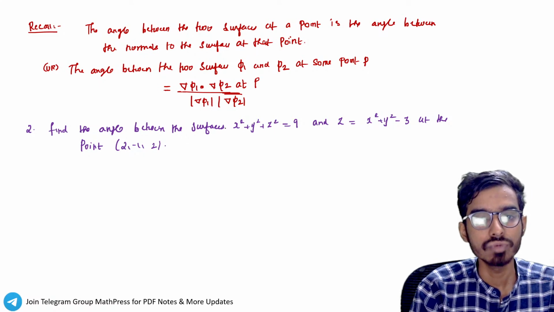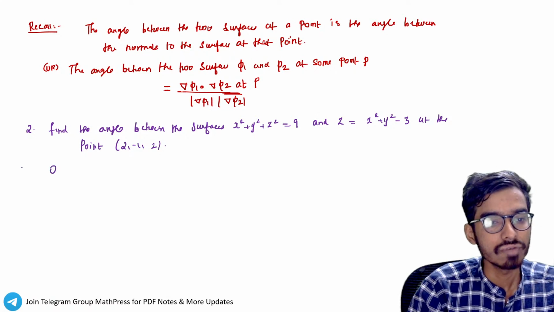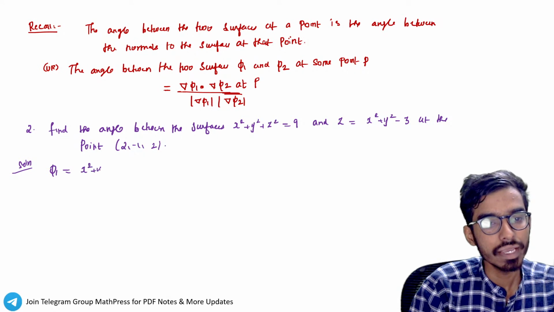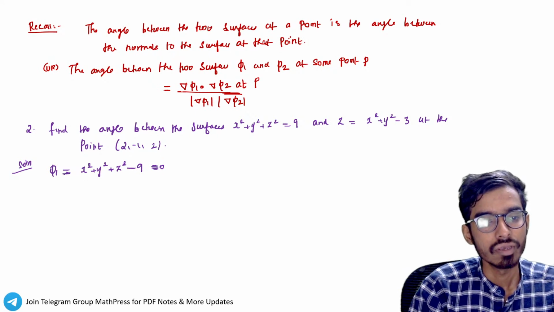So first, what we will do is find the equation of the normal line. Let us take the first surface. The first surface here is phi1, where phi1 is x square plus y square plus z square minus 9 is equal to 0. So this is the first surface. What is the equation of a normal line?